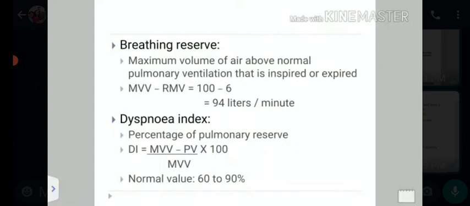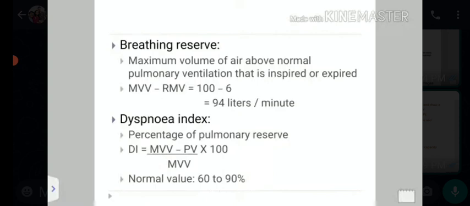Next parameter is breathing reserve, also known as pulmonary reserve. It is the maximum amount of air above the pulmonary ventilation that can be inspired or expired in 1 minute. It is calculated by maximum voluntary ventilation minus pulmonary ventilation or respiratory minute volume. Suppose maximum voluntary ventilation is 100 liters and the pulmonary ventilation is 6 liters. So breathing reserve would be 94 liters per minute.